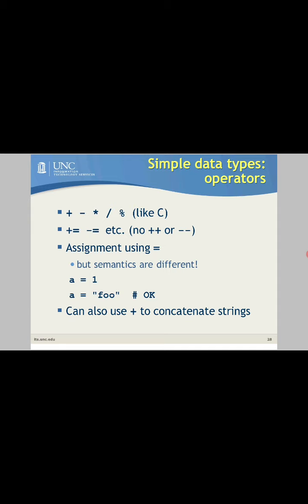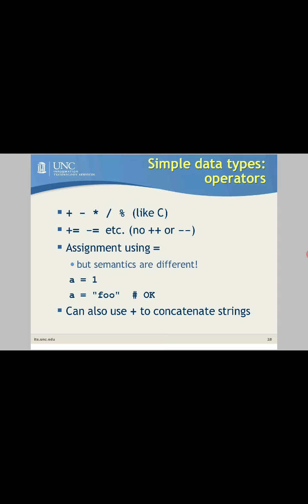So what are the different data types or operators? What are the different data types and different types of operators used in Python? So plus, minus, star, slash, percentage like C are the arithmetic operators. Plus equals to, minus equals to, etc. One difference between C and Python is there is no plus plus and minus minus symbol in Python. The other symbols, plus equals to and minus equals to, are available.